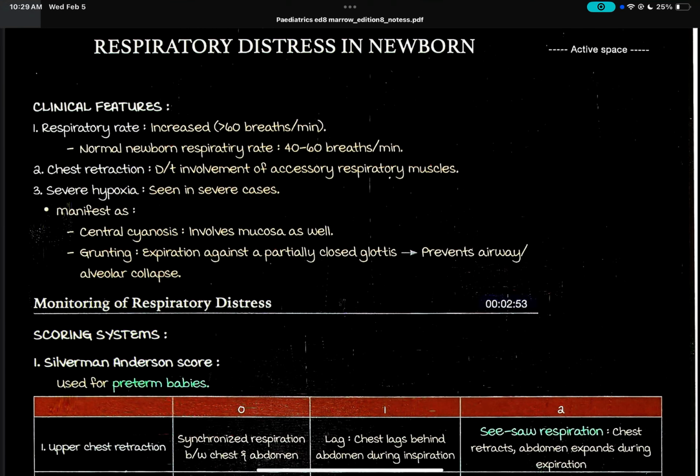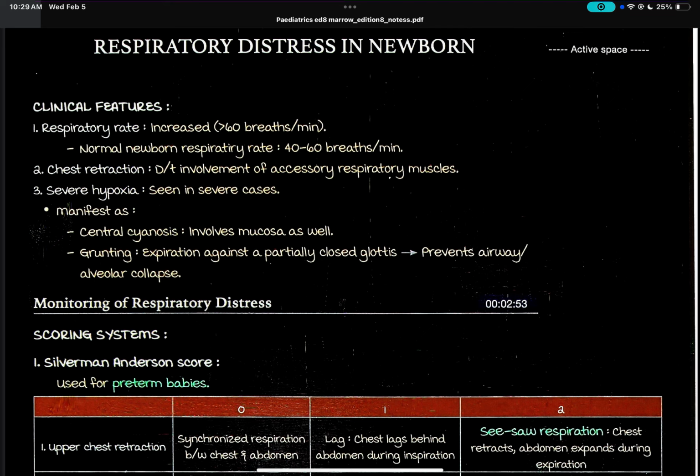Respiratory distress in newborn. Clinical features. Respiratory rate is increased, more than 60 breaths per minute. Normal newborn respiratory rate is 40 to 60 breaths per minute. It is called increased when it is more than 60.